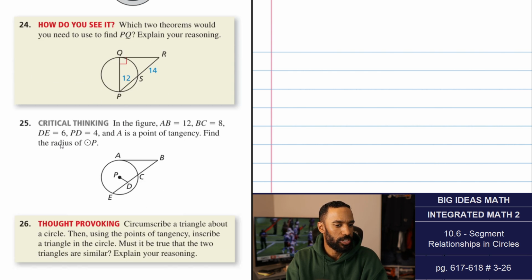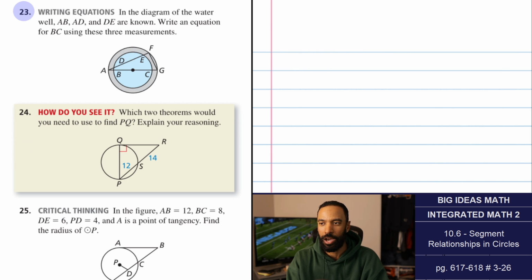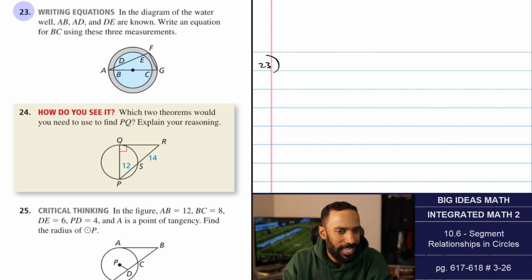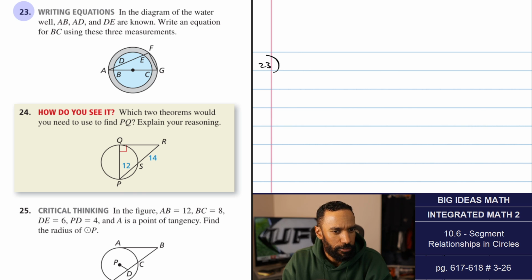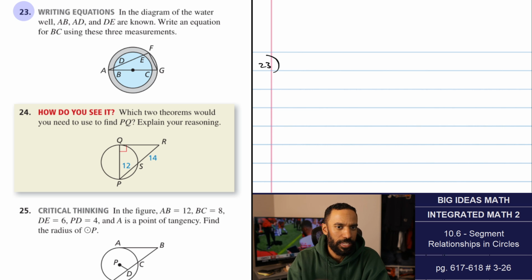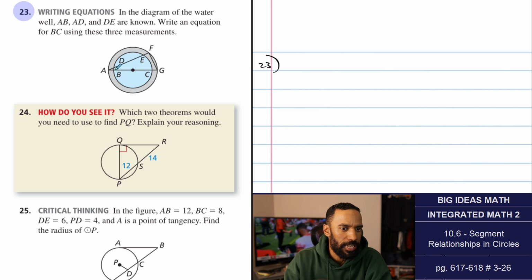I got 4 more questions, and I don't think any of these are proofs. Let's see how thought-provoking they can be. Number 23 on writing equations. In the diagram of the water well, AB, AD, and DE are known. Write an equation for BC using these 3 measurements. Where's BC? Okay, so BC is, wow. So BC is this whole thing right here.